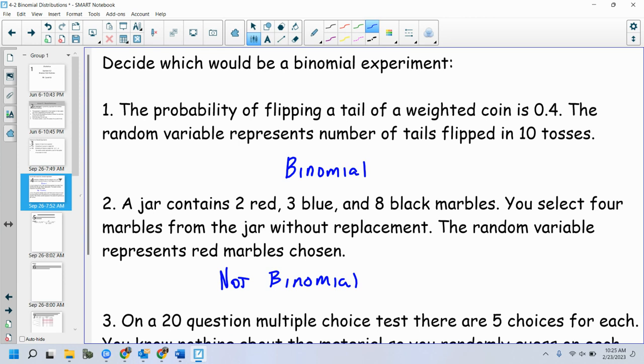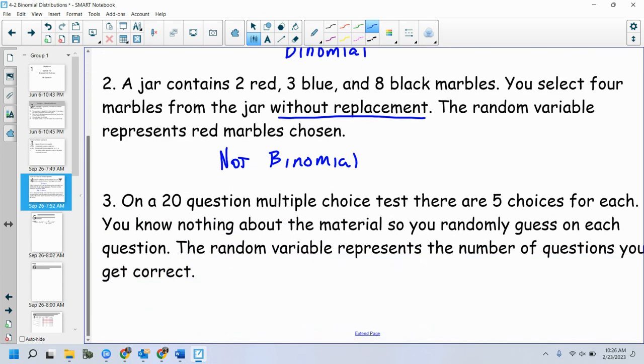yeah, I'm selecting 4 marbles, but am I repeating my trials? No, I am not repeating my trials for a finite amount. My one thing is that I've done it 4 times, right? Maybe I need to select 4 times over a course of 10 different trials. You know what I mean? But really, the thing that stands out for not binomial is this without replacement.